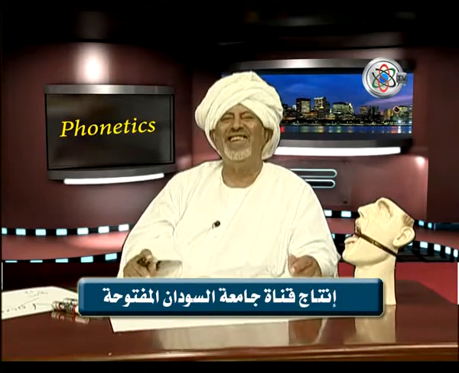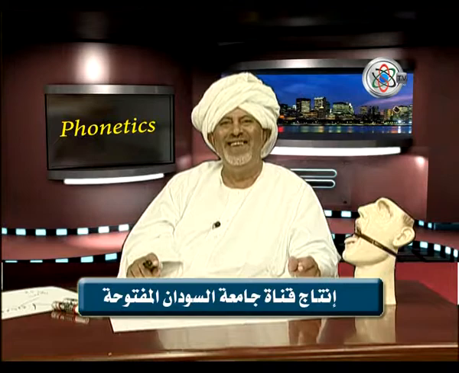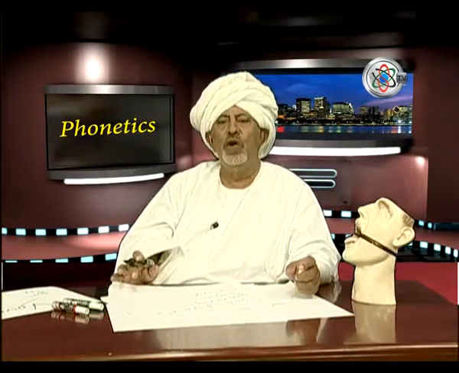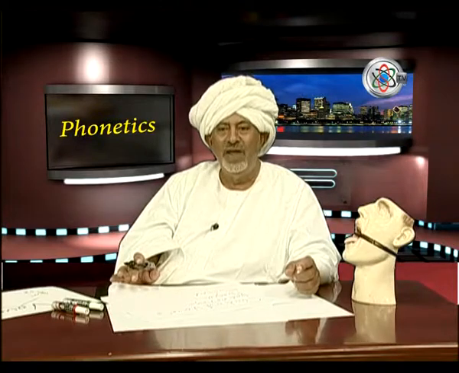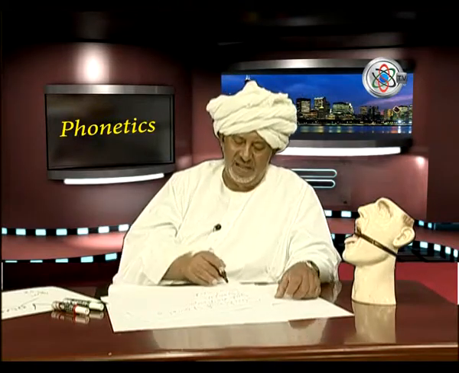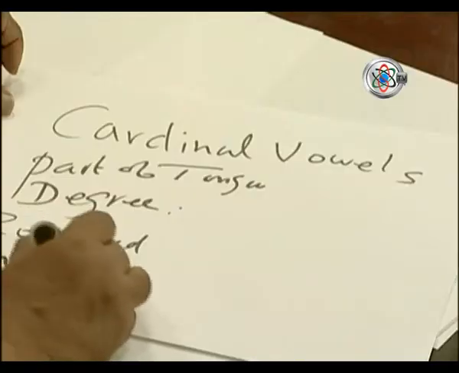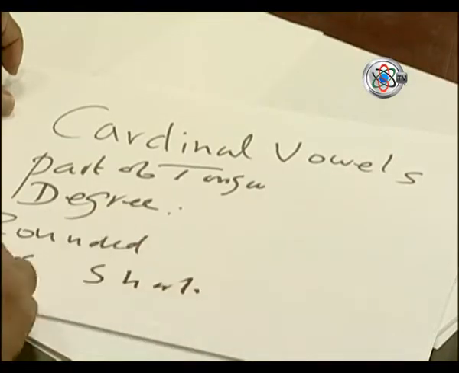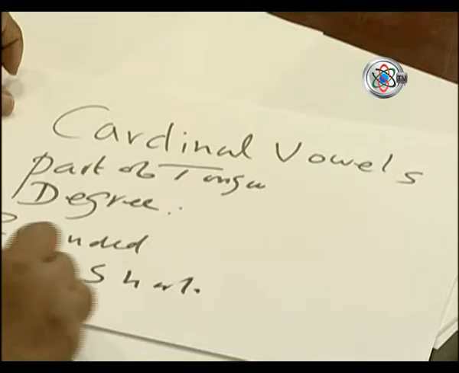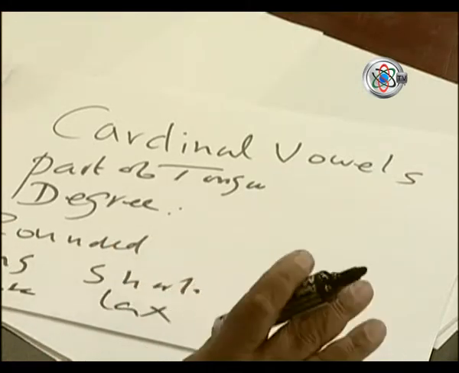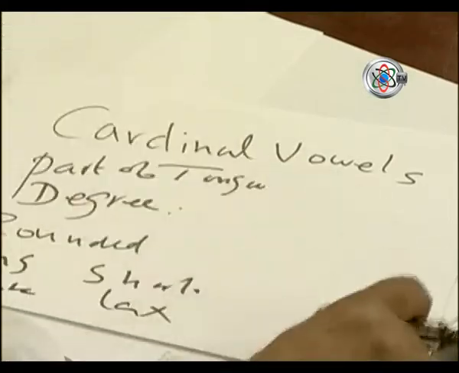For example, when I say cheese, read, my lips are spread. When I say school, moon, fool, then my lips are rounded. And then we say whether the vowel is long or short. Long we call it tense, short we call it lax. Okay? Now, what did Daniel Jones do?